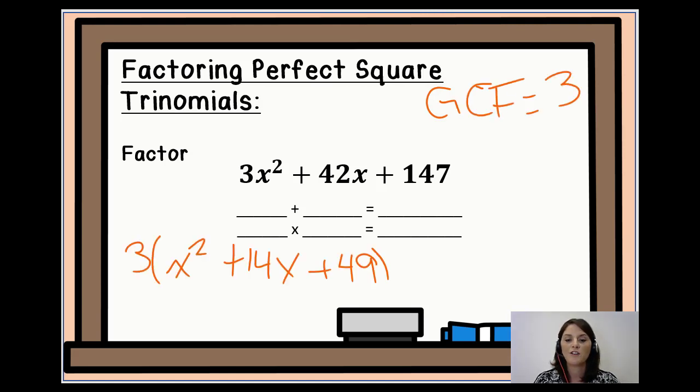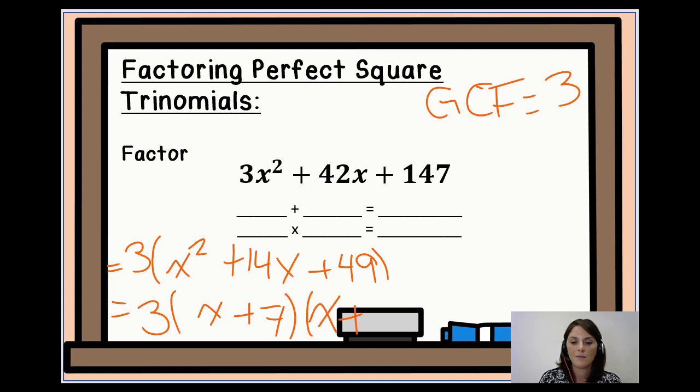Okay, once you factored out your GCF of 3, the result inside the brackets is x squared plus 14x plus 49. So that bracket does in fact have a perfect square trinomial. The numbers that add to 14 and multiply to give 49 are 7 and 7. So we're going to write our final answer as 3. Again, don't forget your GCF in front of your bracket. Then x plus 7, x plus 7. And again, I can write that as 3 times x plus 7 squared.